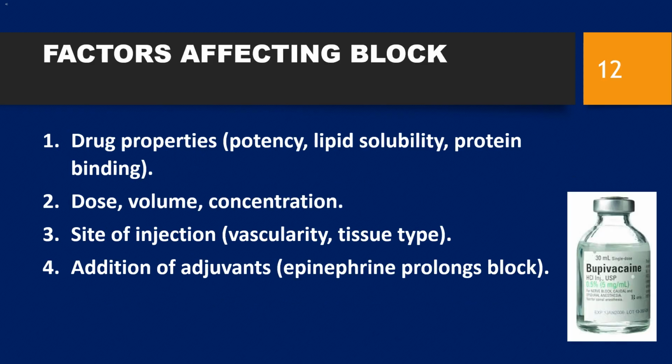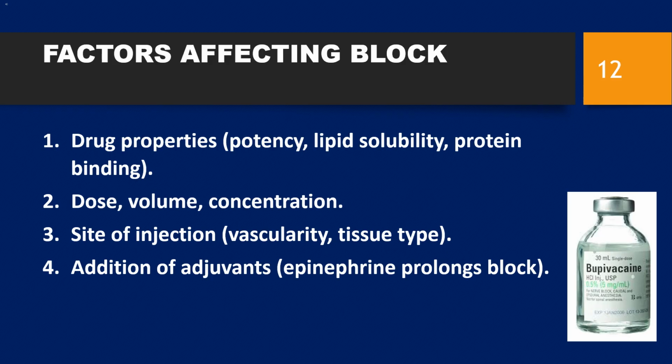Factors affecting regional anesthesia block. 1. Drug properties. Potency determines the effectiveness of the local anesthetic. Lipid solubility affects the rate of onset and potency of the block. Protein binding influences the duration of action and toxicity. 2. Dose, volume, concentration. Dose: the amount of local anesthetic administered affects the block's intensity and duration. Volume: the amount of solution injected influences the spread of the block. Concentration: the strength of the local anesthetic solution impacts the block's onset and duration.